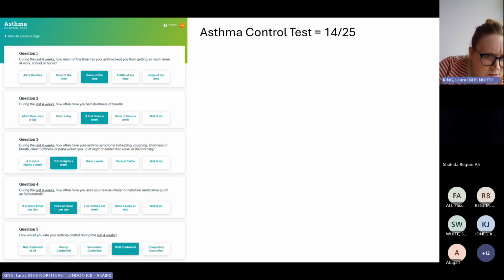Taking it sort of 1 to 2, I think that's 1 to 2 times a week. I actually can't read because my screen is tiny in presenter mode. I would actually argue that if they judged question 5 a bit more realistically, they are quite poorly controlled, so it probably is actually a little bit lower. 14 out of 25 is very poor. We'd be very concerned at this point.